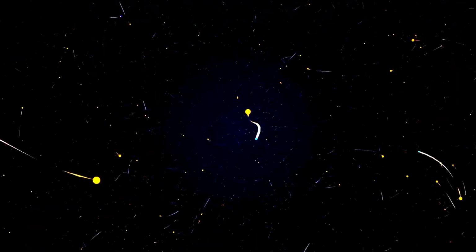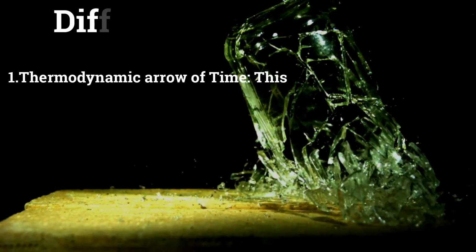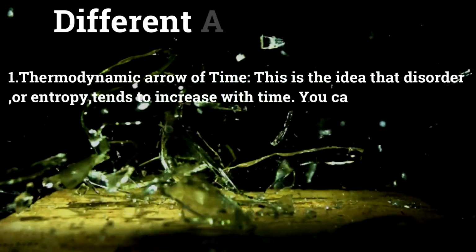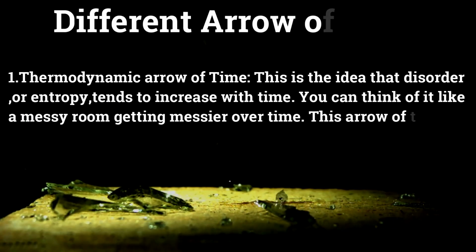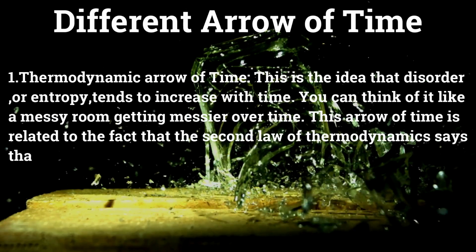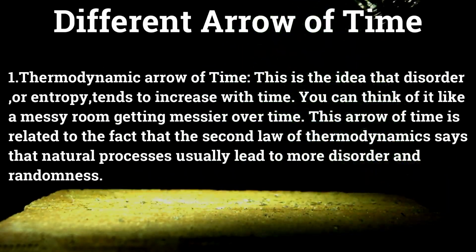The increase of disorder or entropy with time is one example of what is called an arrow of time, something that distinguishes the past from the future and gives a direction to time. There are different arrows of time. Thermodynamic arrow of time. This is the idea that disorder, or entropy, tends to increase with time. You can think of it like a messy room getting messier over time. This arrow of time is related to the fact that the second law of thermodynamics says that natural processes usually lead to more disorder and randomness.